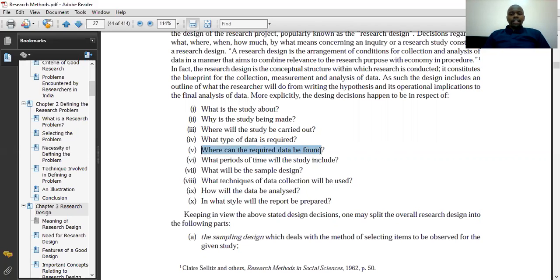Where can the required data be found? This is related to where the study will be carried out. What periods of time will the study include? Why? Because every research is time bound. So you also have to include in the research design document what periods of time the study will include.